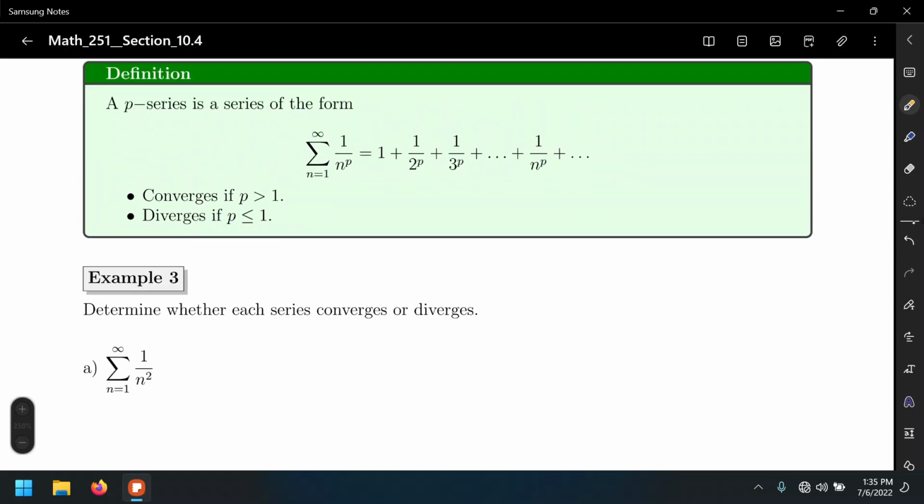So let's have a look at these examples. So number one, we have sigma n equals 1 to infinity of 1 over n squared. So all we have to do here is identify the value of p, which is 2. And well, that number 2, is that greater than 1 or less than or equal to 1? Greater than 1. All right? This means converges by p series test. I think it takes longer to write down the conclusion.